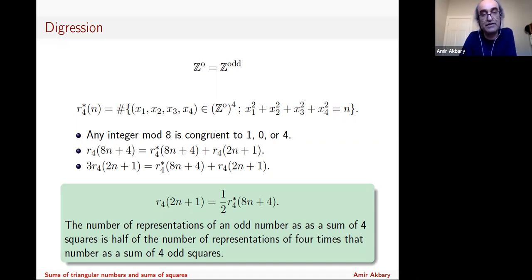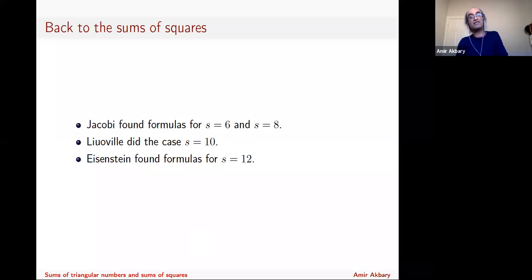So what does it mean? It means that the number of representations of an odd number as a sum of 4 squares is half of the number of representations of 4 times that number as a sum of 4 odd squares. So we are going to use this somewhere later. I thought that it's a good time to introduce it here. Let's go back to our discussion.